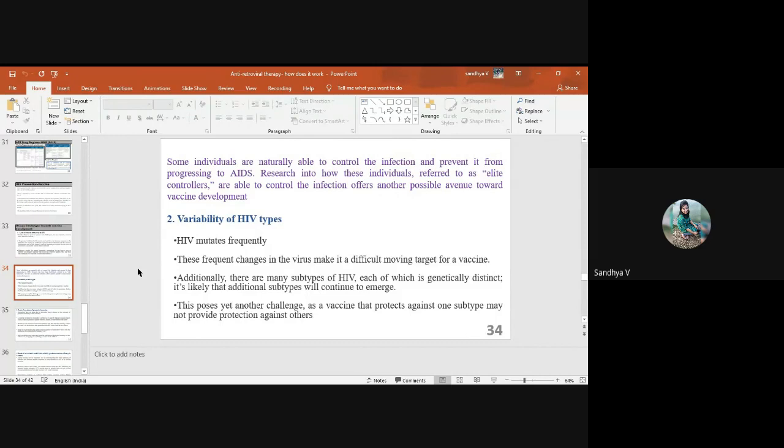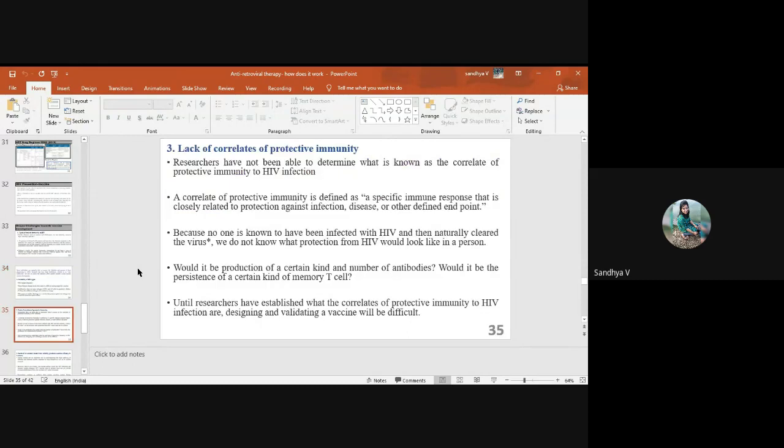So the next unique challenge is variability of HIV types. The main drawback of vaccine design is HIV mutation. HIV gets rapidly mutated. If you design a vaccine for one particular type of HIV virus, it won't be effective against the virus which gets mutated. This is one of the major drawbacks of vaccine development, and the lack of correlation of protective immunity. Even though there are some vaccines under development, till now there is no data on which immune response comes under HIV infection, how much antibody titer, and how effective the T cells are against the HIV infection.